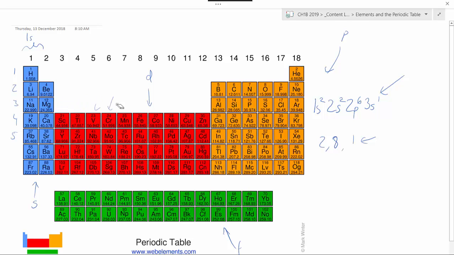So let's do an example of this. Let's have a look at technetium down there. That's the one we're going to have a look at, technetium. And I'll get rid of the sodium just so we've got some room.